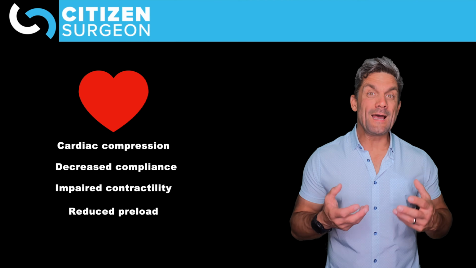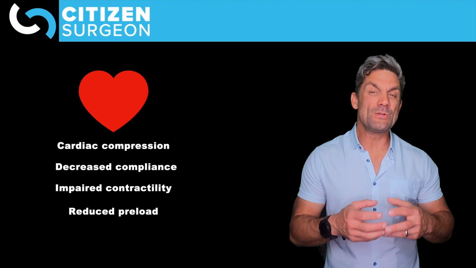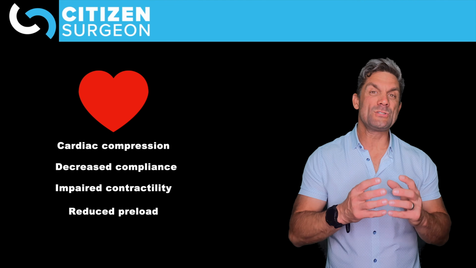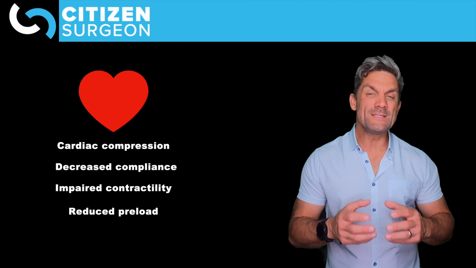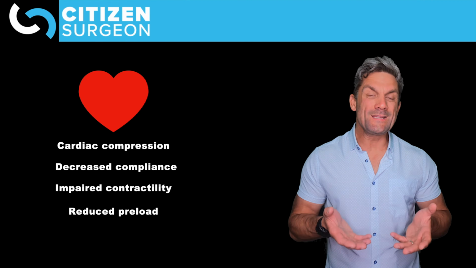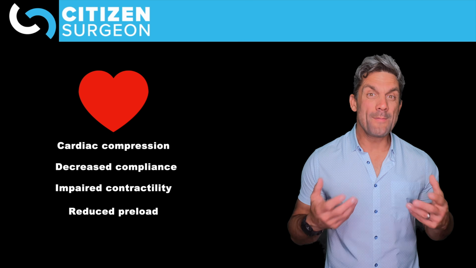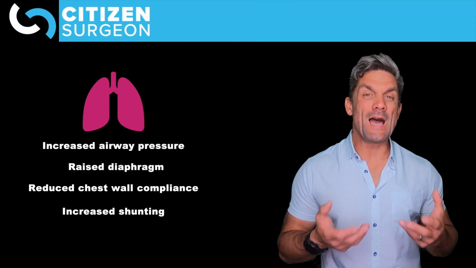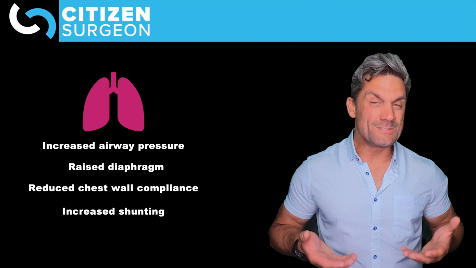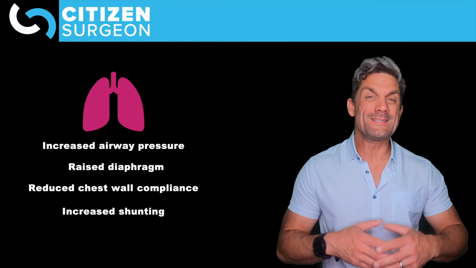In addition, because we're compressing the heart, we're going to get decreased contractility. So now the architecture of the heart has changed and it's not as good at ejecting blood. So these are the consequences of increased intra-abdominal pressure on the cardiac system. So how about the lungs? Now remember, we're going to get increased airway pressure, not only because those diaphragms are elevated, but remember, we're also probably edematous in the lung tissue.